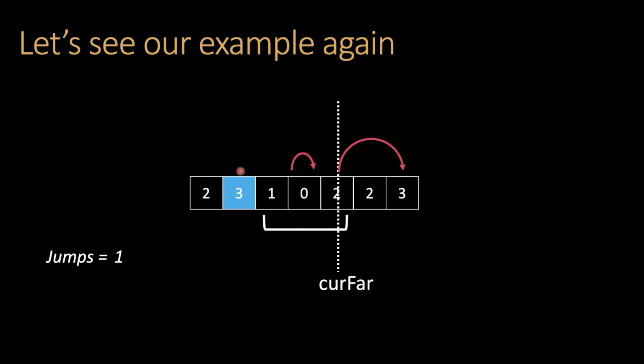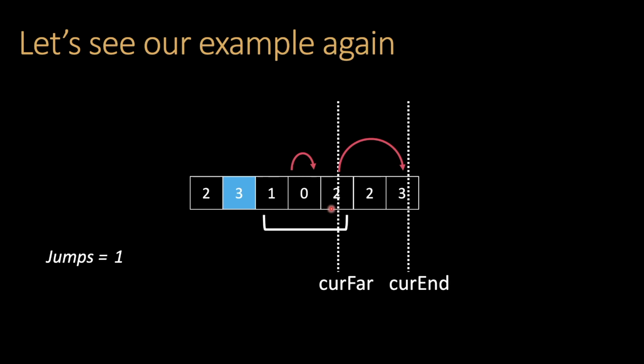We are standing at 3, I cannot go maximum beyond 2. So this is our current far, and the reachable elements from 3 are 1, 0 and 2, and from all these 3 the max we can reach is 3. So this is our current end. And why we are using current far and current end, you will get that in some time.